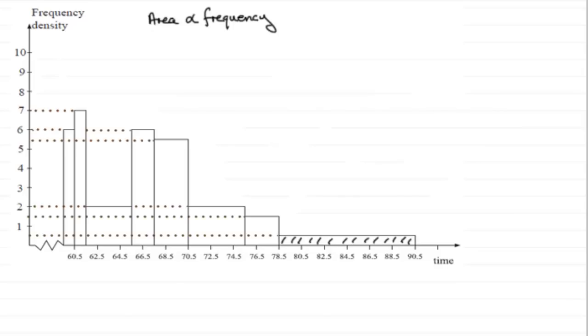Now, it's very difficult really to read the scales on here, and so what I've done is overlay these dotted lines back to our frequency density scale, okay? And also where these bars start and finish, I've labeled those on, okay? So you can see we start at 59.5, this bar is at 60.5, and so on all the way down through here.